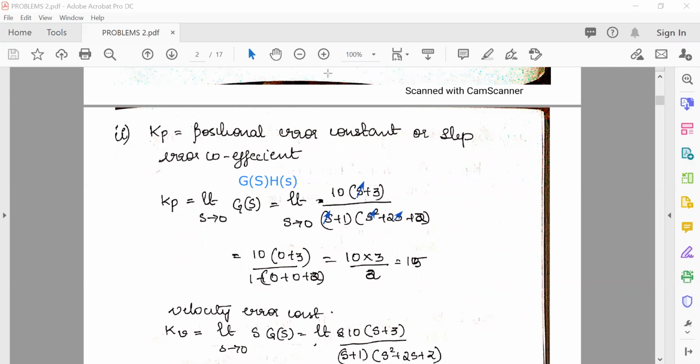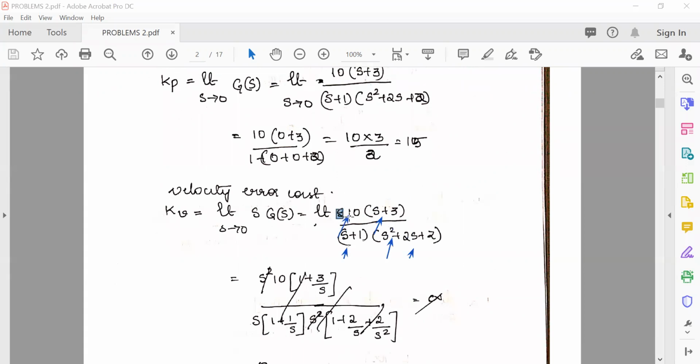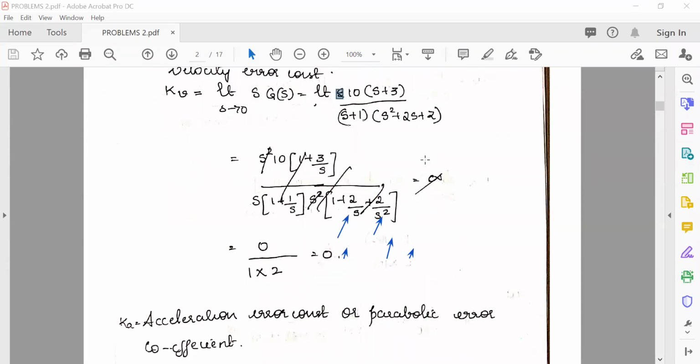The next problem, what is there? Here again it is s into g of s into h of s. H of s being 1, so it is s into g of s. Then which are the terms which go to 0? This is going to 0. Here we have this term going to 0. This is 0, this, and this. So because anyway here we have a 0 term, this expression will be equal to 0. 0 into whatever it is 0.